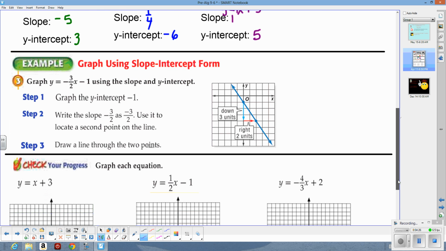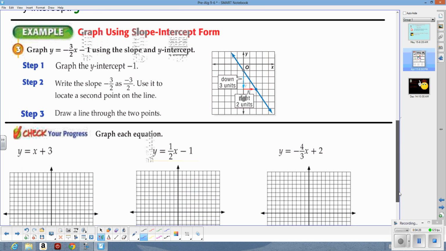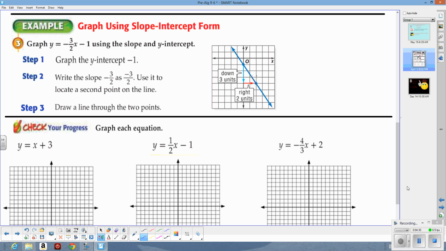The last thing we're going to do is graph using slope-intercept form. This is way quicker than having to make a table of values. If you want to graph y equals negative 3/2 x minus 1 using slope and y-intercept, you want to start by graphing the y-intercept. The y-intercept is negative 1, so you go on the graph to negative 1 and put a point.